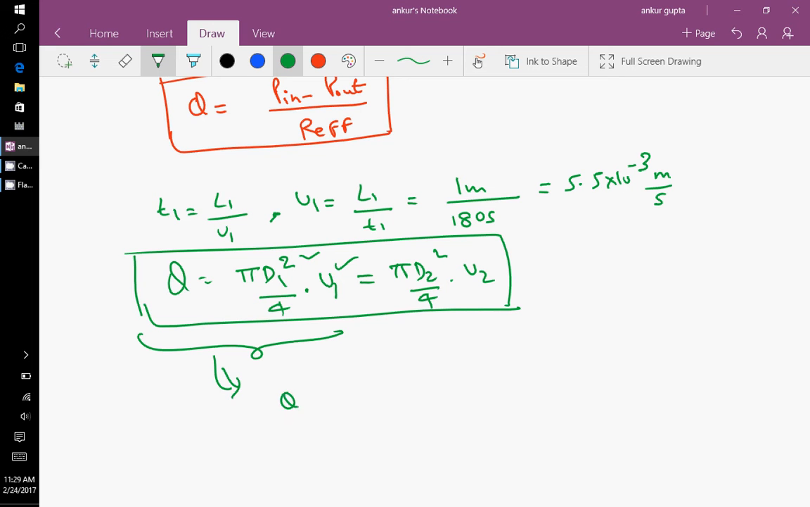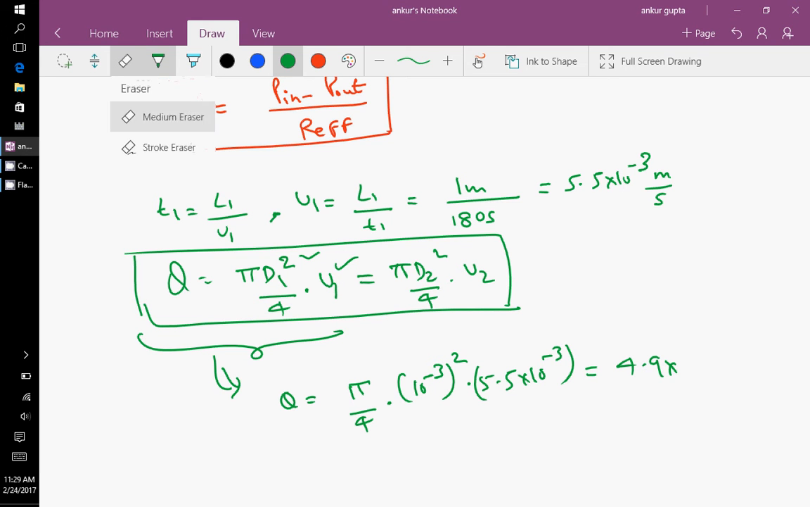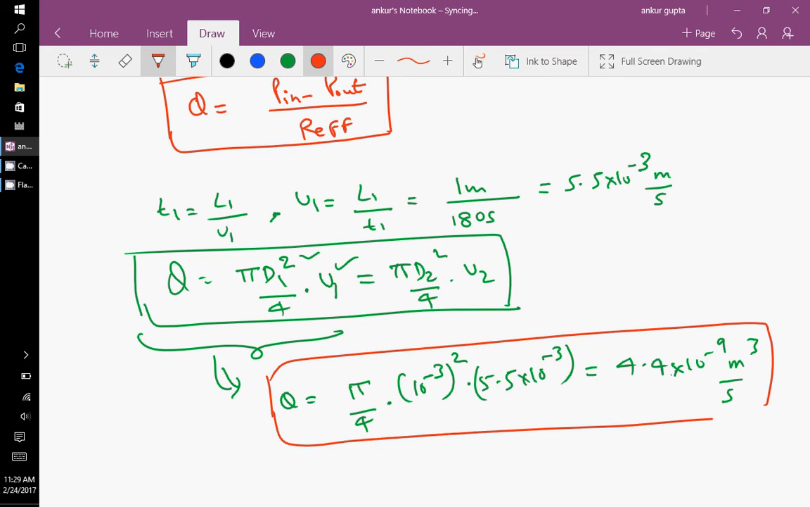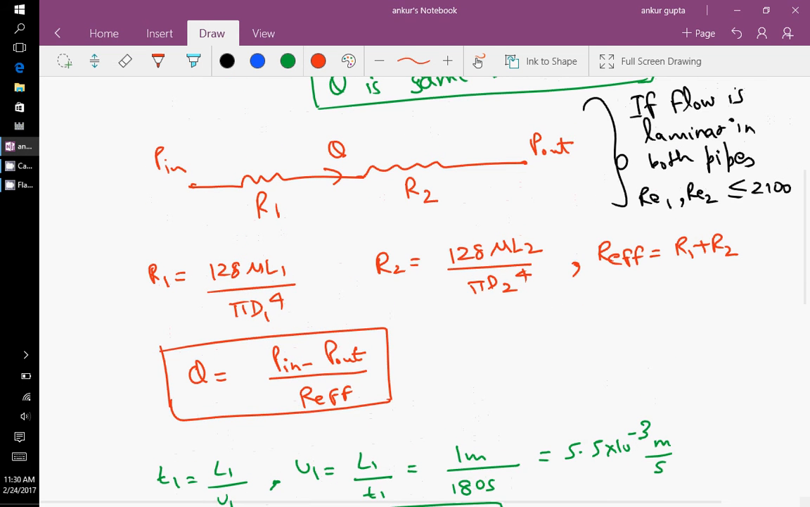So if we write Q as pi by 4 into d1, which is 1 millimeter, square, into u1, which is 5.5 into 10 to the power minus 3 meters per second, this will actually come out to be 4.4 into 10 to the power minus 9 meter cube per second. Okay, so this is something we know. So we now know the flow rate based on using the time which we had discussed. Okay, so now we have flow rate.